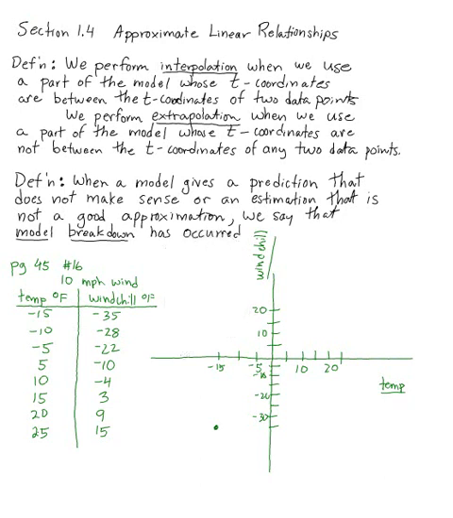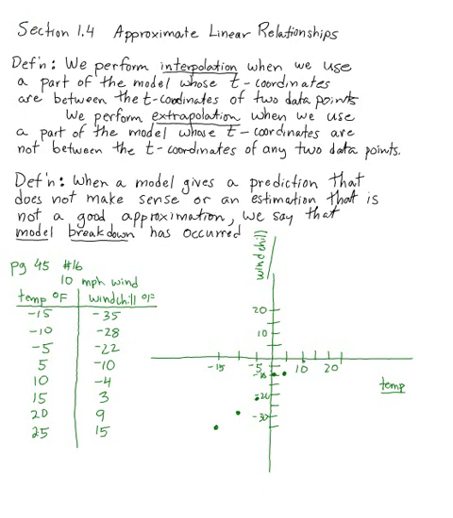Negative 10, negative 28. Got to estimate on that one a little bit. It doesn't fall right on a spot that I marked. That's okay. Negative 5, negative 22. 5, negative 10. Oops, that's the wrong spot. 5, negative 10 should be right here.